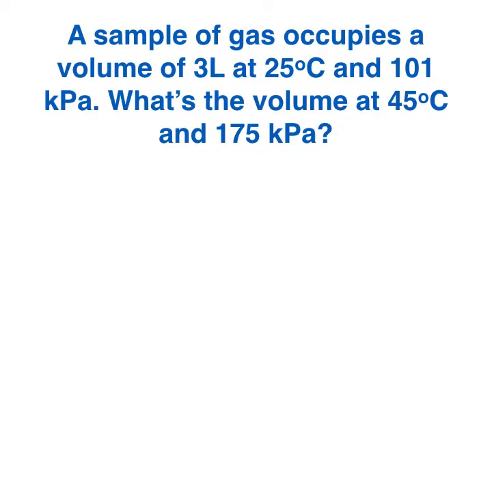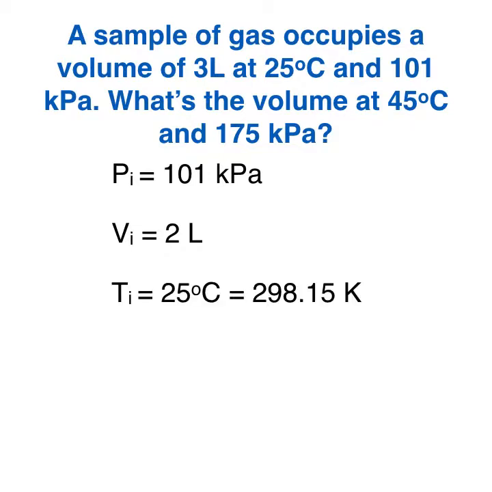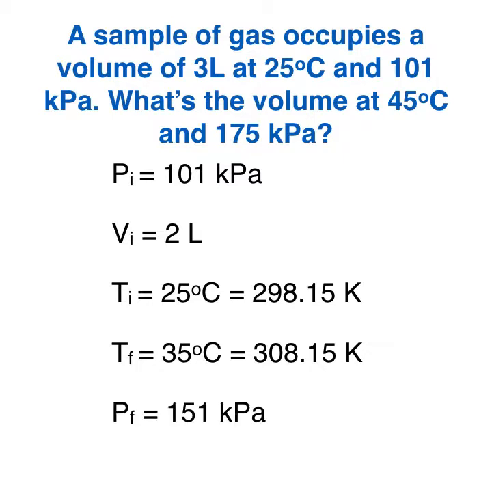From the problem, we know the initial pressure is 101 kilopascals, the initial volume is 2 liters, and the initial temperature is 25 degrees Celsius. For our calculations, we must convert this temperature to Kelvin by adding 273.15, which gives us 298.15 Kelvin. We also know the final temperature is 35 degrees Celsius, or 308.15 Kelvin, and the final pressure is 151 kilopascals. The information that we're looking for is the final volume.